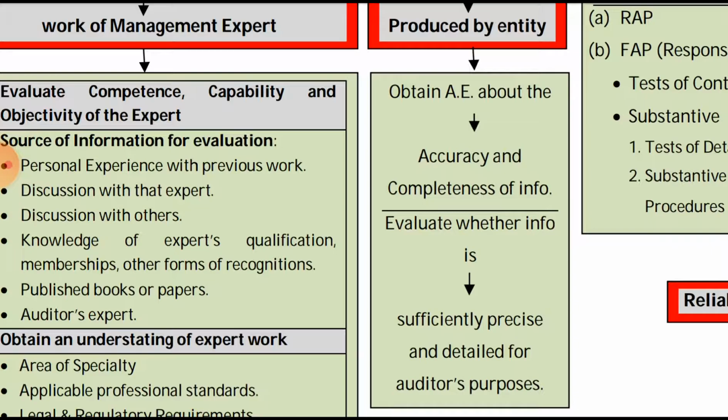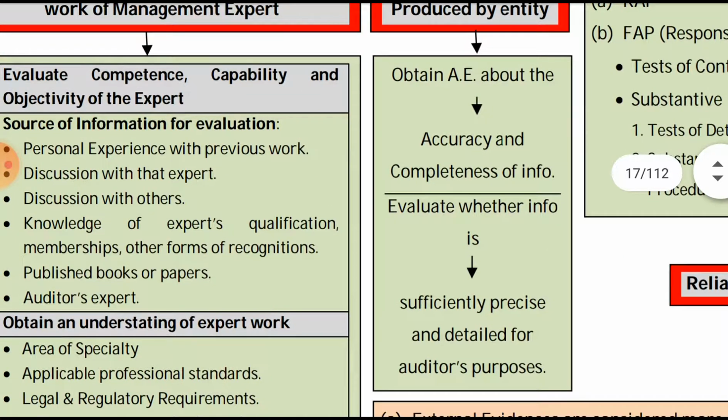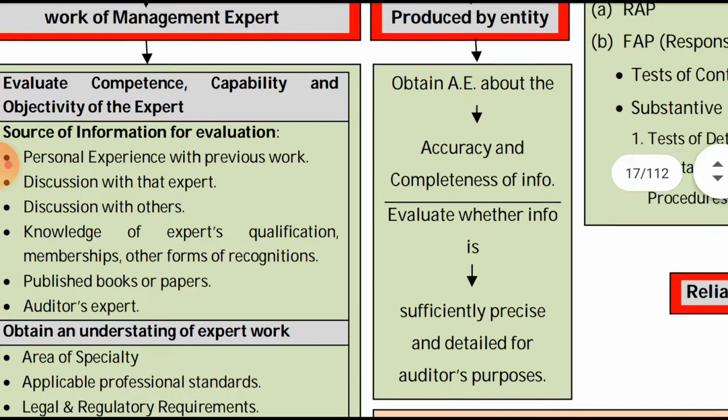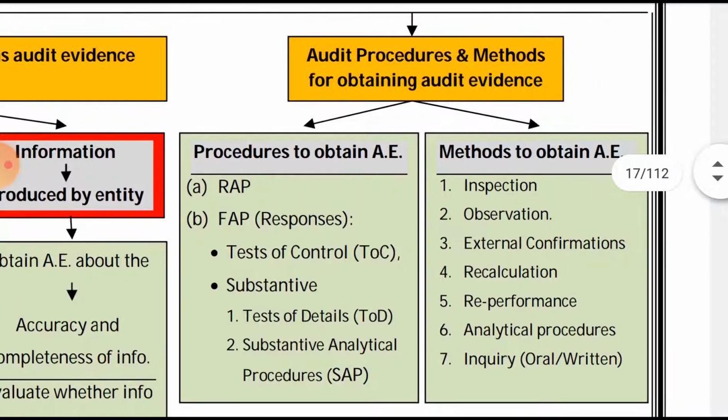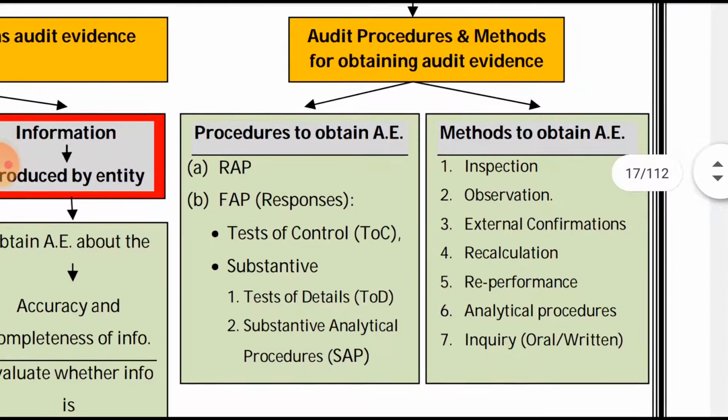So first he will obtain audit evidence about the accuracy and the completeness of the information and evaluate whether the information is sufficiently precise and detailed for the auditor's purpose. So he will evaluate whether the information which has been produced by the entity is sufficient, precise and detailed for the auditor's purpose.